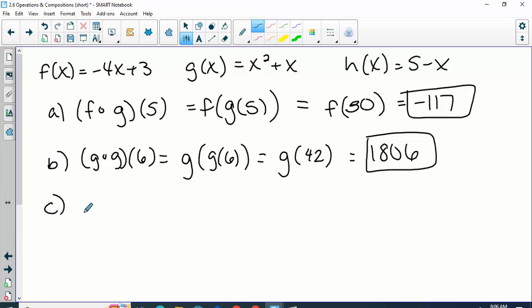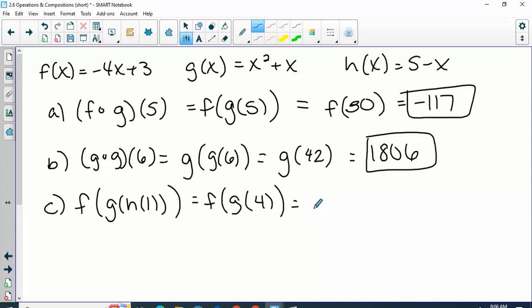Alright, C. f of g of h of 1. Okay, h of 1. If I put a 1 into h, 5 minus 1 is 4. Now we put a 4 into g, so 16 plus 4 is 20. Now put a 20 into f, so negative 80 plus 3, negative 47. Is that one okay?